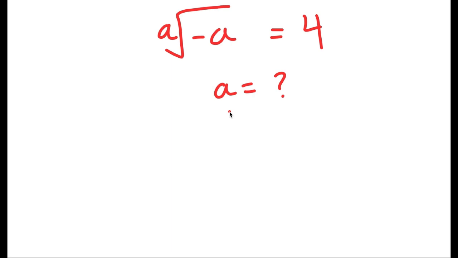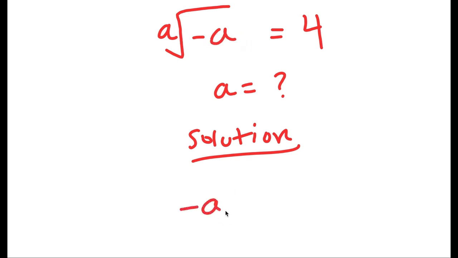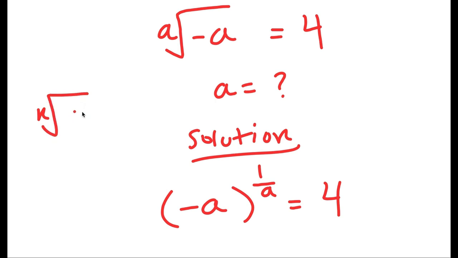So to solve an equation like this, what I'm going to do is first rewrite the eighth root of negative a as negative a to the power of 1 over a. Because if I have the nth root of a number x, this is the same thing as x to the power of 1 over n.